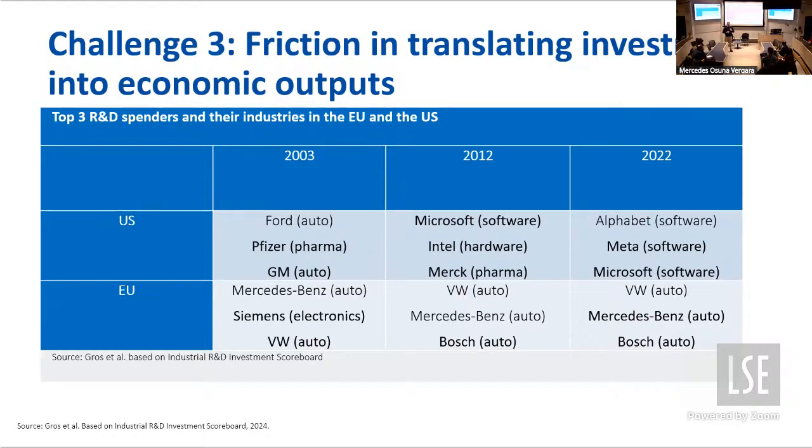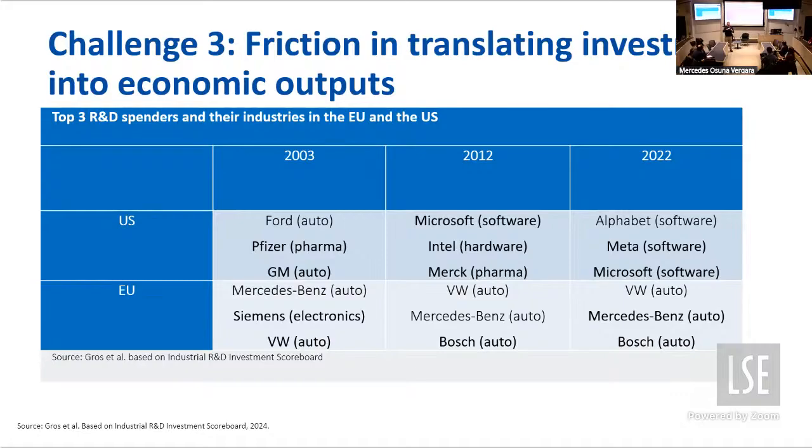So it was the automotive industry. In Europe, you had Mercedes and Volkswagen. In the US, you have Ford and General Motors. Then you also have some pharma, some electronics that were in the mix. When you look 20 years later, what you see is that in the US, the heaviest investors in R&D are completely different.